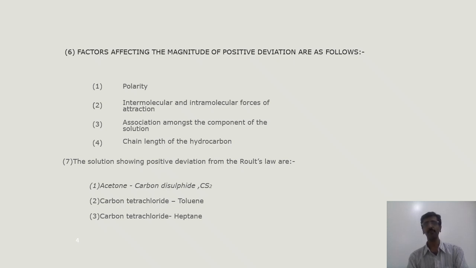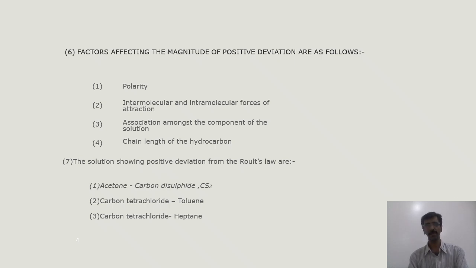And of course, if we are going to consider hydrocarbons, then we consider the chain length. Generally when we talk about chain length with respect to hydrocarbons, we are obviously going to talk about the carbon-carbon chain length. Okay, so either the carbon-carbon chain length is shorter or it is going to be larger. So that also is going to decide the magnitude of positive deviation.